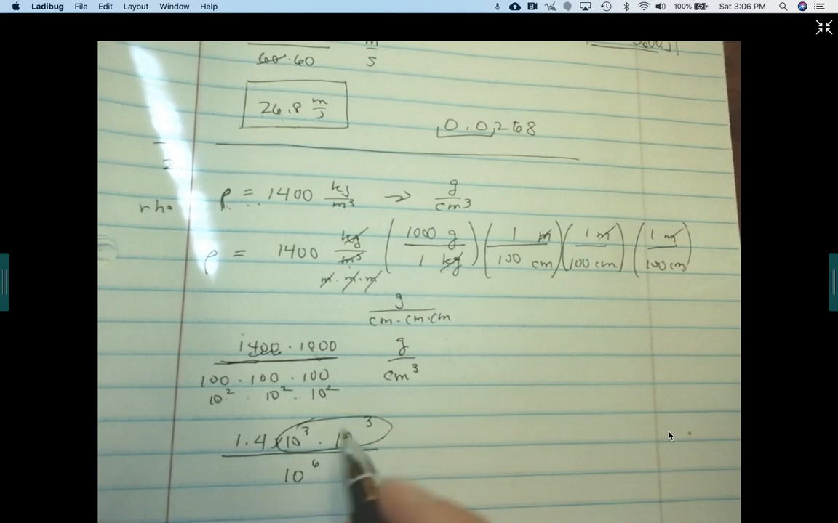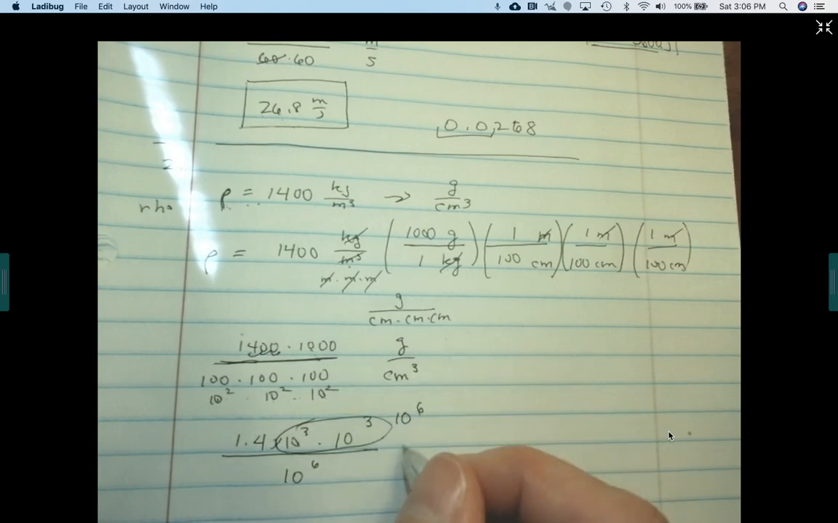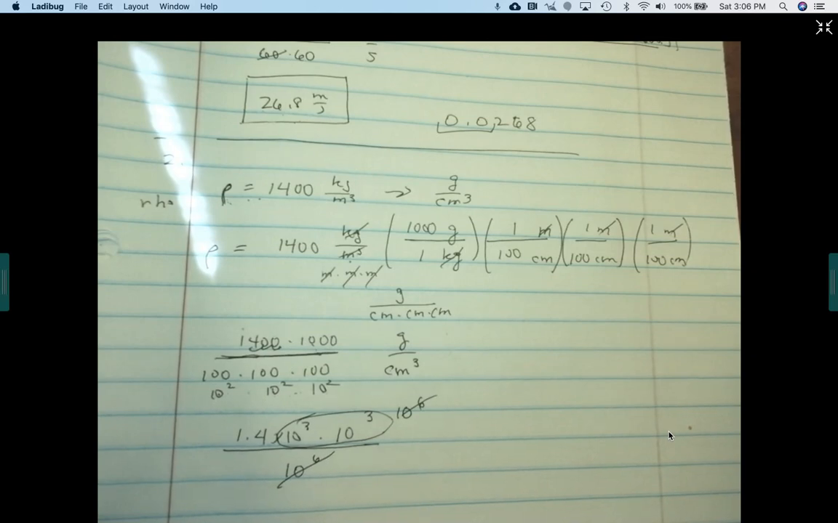Same thing here, 10 to the 3 times 10 to the 3 is 10 to the 6, and so those actually cancel out. And so our density will simplify just to 1.4, and then we have grams per cubic centimeter.